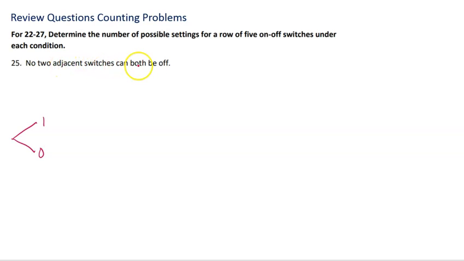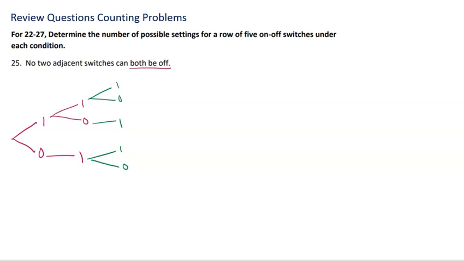Okay, so no two adjacent switches can both be off. That cannot happen. So if this one is on, then for the second possibility, you could have on or off. But here, you can only have on, because I can't have two offs next to each other. Now when we branch for the second time, maybe I should change colors of our branches, then I could have on or off here, but here I can only have on. Again, no two adjacent switches can both be off. Here I have a choice of on or off.